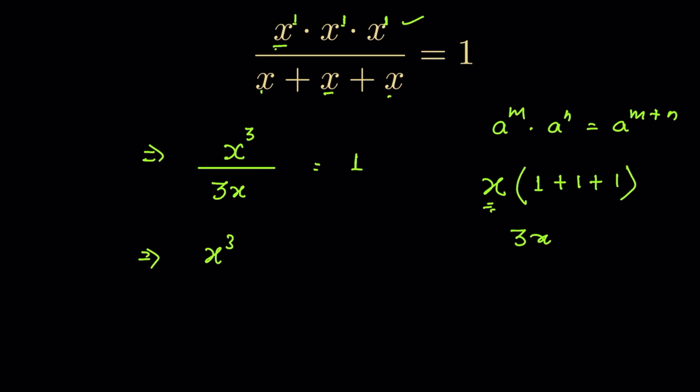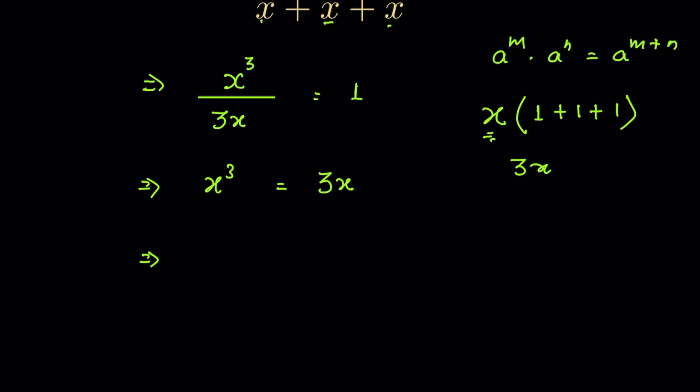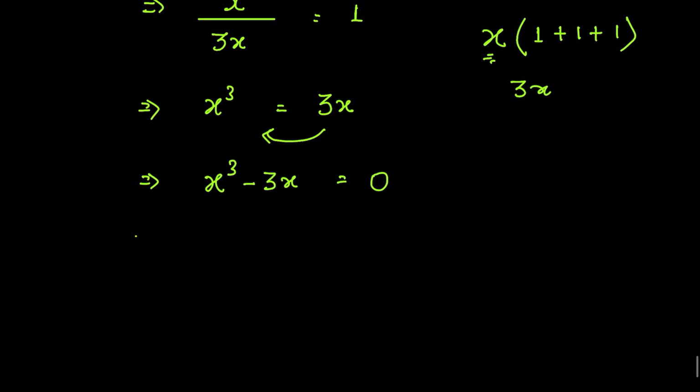Now x cube upon 3x equals 1. Sent to the right hand side, it is in the denominator, so it will be multiplied here. Or you can cross multiply. You can write 1 as the denominator here, and when you cross multiply, it is x cube times 1 equals 3x. Again, if we send 3x to the left hand side, it will be x cube minus 3x equals 0. Here we can take x common and write x times x square minus 3 equals 0.